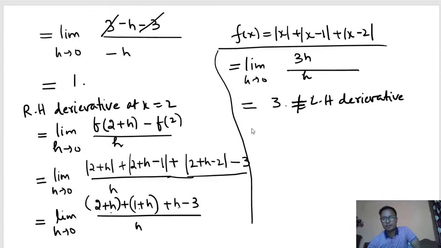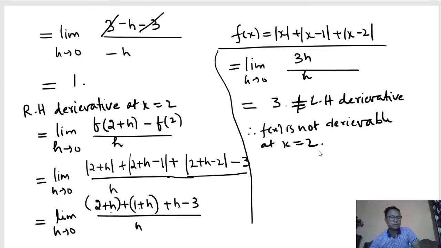So f of x is not derivable at x equal to 2. So at x equal to 2 the function is not derivable. Now let's continue with the next question.